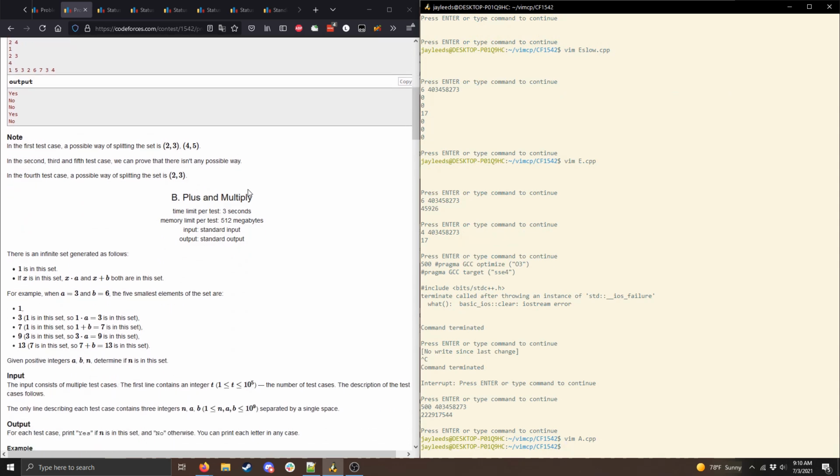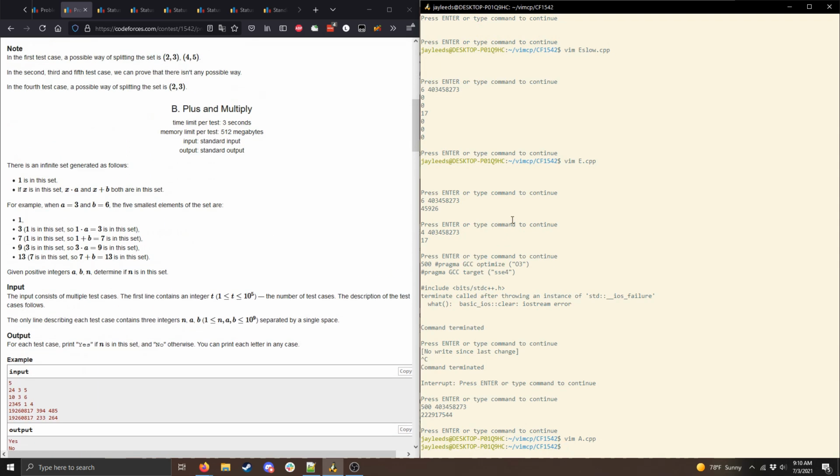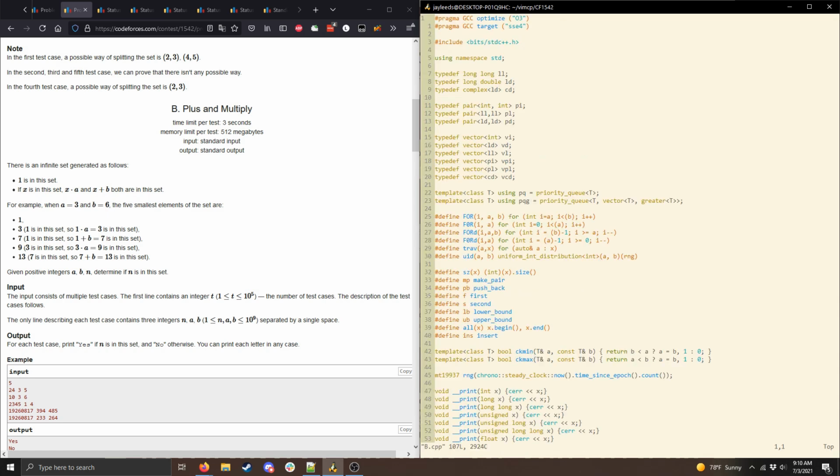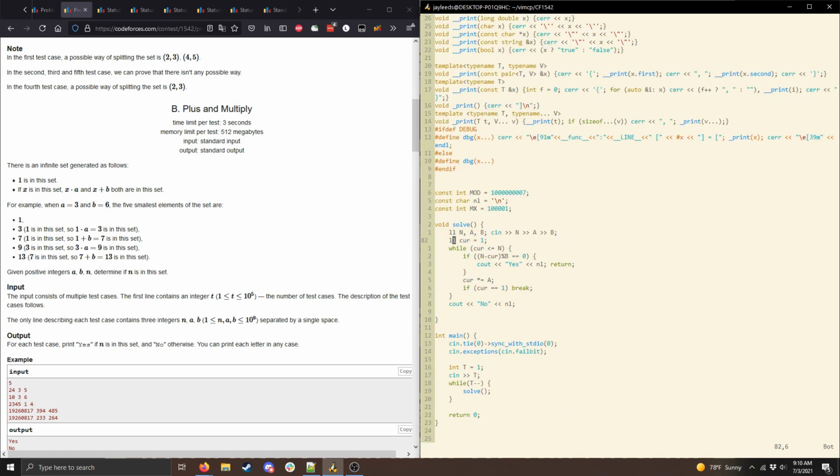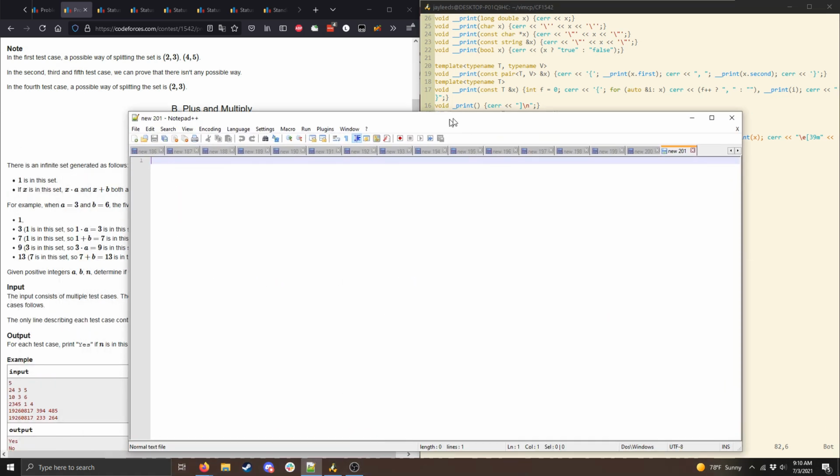Okay, problem B. We're generating a set by starting with 1, and then for all numbers x in the set, we're adding x times a and x plus b to the set. And we want to figure out whether an integer n is going to be in the set given a and b. So I actually think this is a really nice problem. The way I figured this out is by writing the general form for what an element of the set is going to look like on paper. And so let me try and approximate what I did in my scratch work.